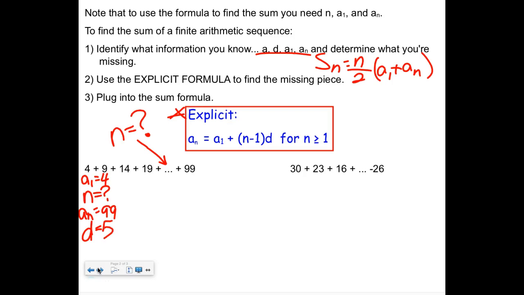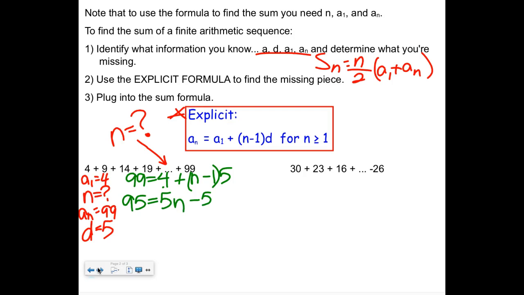Okay, so now we're going to use our explicit formula that we've been doing the last couple of weeks, and we're going to plug that in to help us find our n. So our an is 99, so we're going to say 99 equals, our a1 is 4, plus our n, that's what we're trying to find, and then our d is 5. Okay. I'm going to do two things at once here. I'm going to subtract that 4 over, and I'm also going to distribute the 5 just to do a couple steps at once. So I'm subtracting the 4 from the 99, and when we do that, we're going to get 95. I'm also going to distribute that 5, so now I have 5n minus 5.